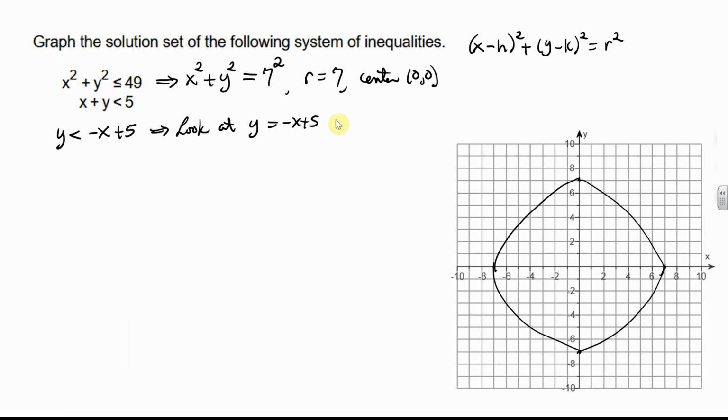Let's go ahead and get this equation 2. Equation 2 is y equal to negative x plus 5. So the y-intercept is 5. The slope is negative 1 over 1. So go down 1, go over to the right 1. And then we draw a dotted line.